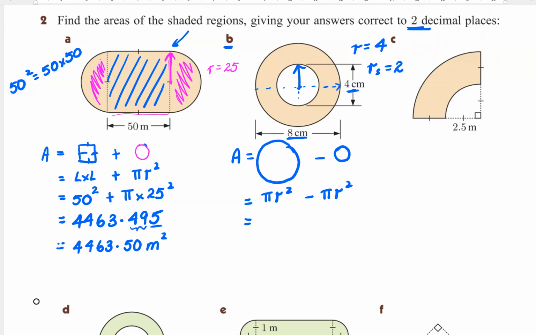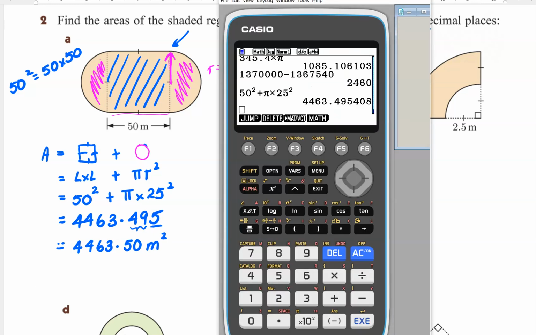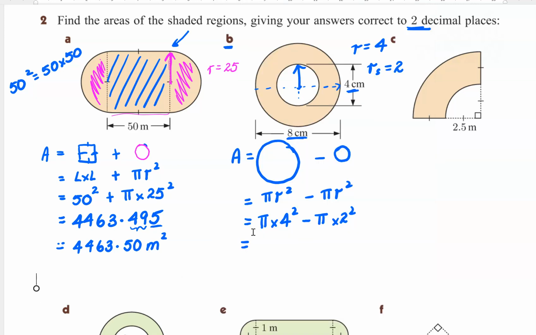And now we just pop that in. So pi times the radius of the big one, 4 squared, minus pi times 2 squared. So please again notice what I'm writing. You really need to set out your work neatly. To the calculator, pi times 4 squared minus pi times 2 squared. Right, mine gives me that. That's okay. I press my S to D button. So 37.699.